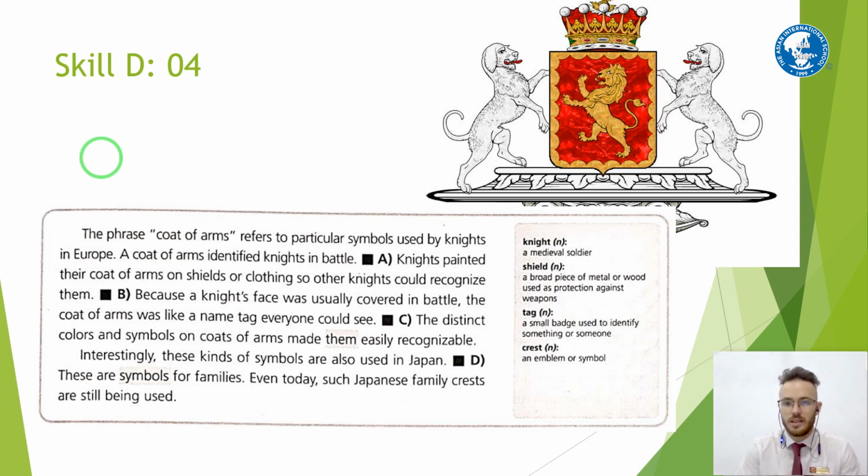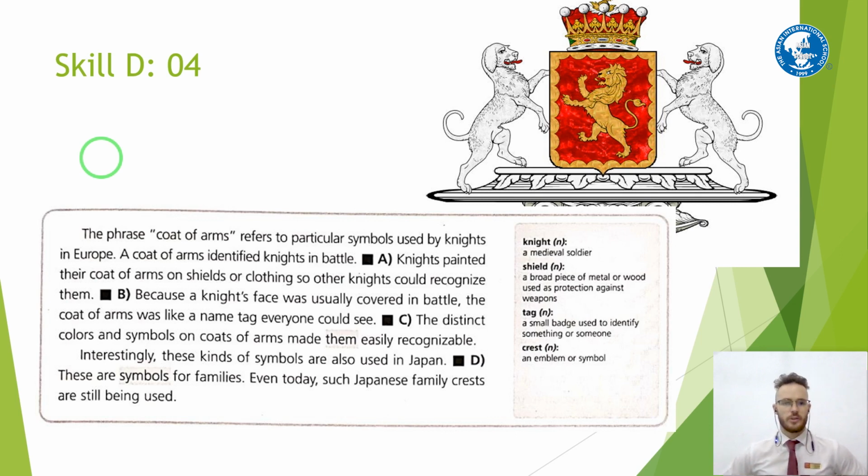A tag, a small badge used to identify something or someone. You'll often see this with soldiers, so they have a dog tag, a little metal thing with their name on and their identity number, so that if their bodies are found in war, they can be identified. And a crest, which is an emblem or symbol. So the picture would be described as a crest.